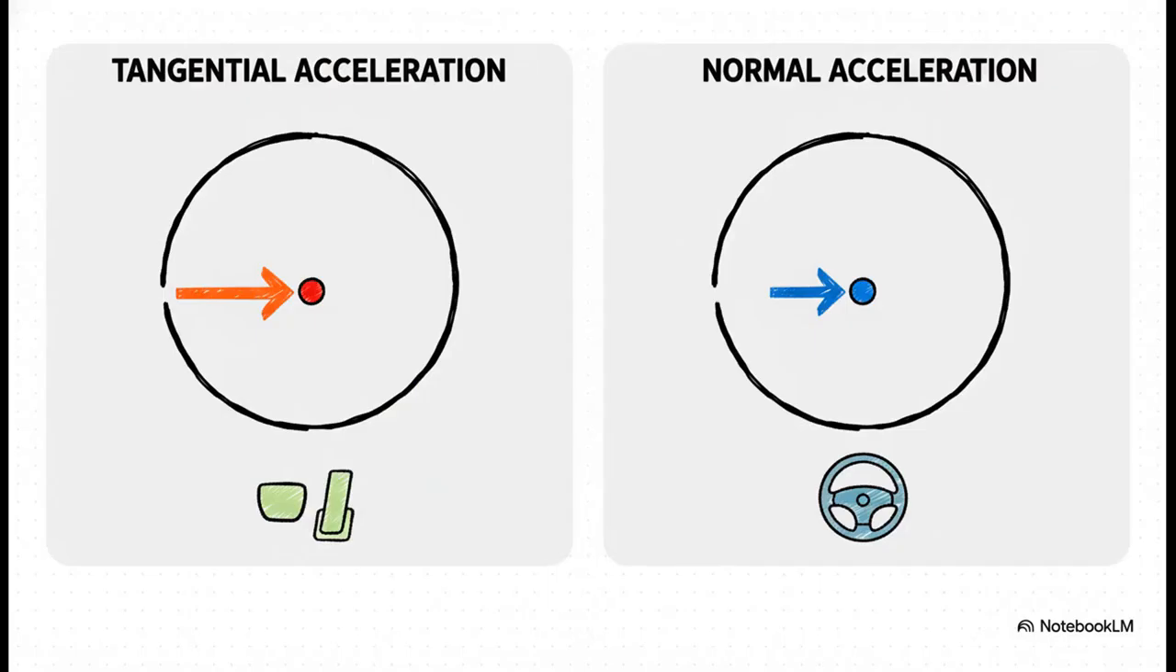So there you have it. Tangential acceleration, the gas pedal, changes your speed. Normal acceleration, the steering wheel, changes your direction. They're doing two totally different things, and that's the key. It means we have to figure them out one by one.